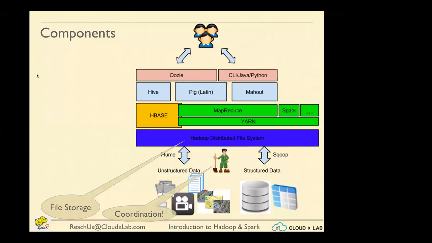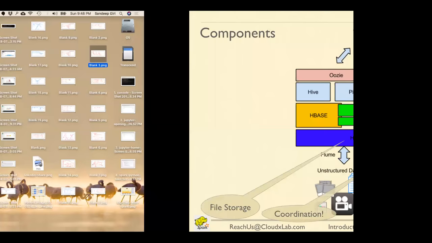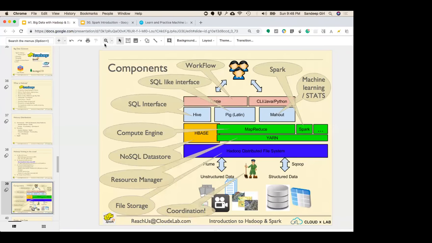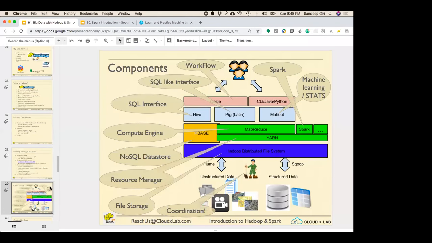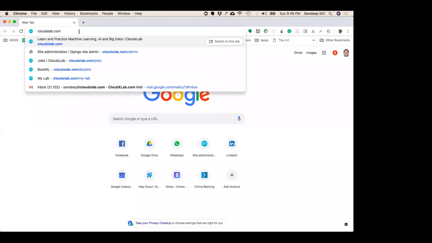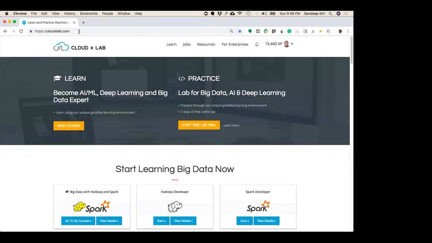I'll give you a quick overview. Let me just close this window. I'm going to give you a very quick look at the components. Before we go to various components, a better idea is that as I walk you through the components, I'll also show how to use them in CloudX Lab. It's a bit technical, so I'm hoping that you will be okay with that.